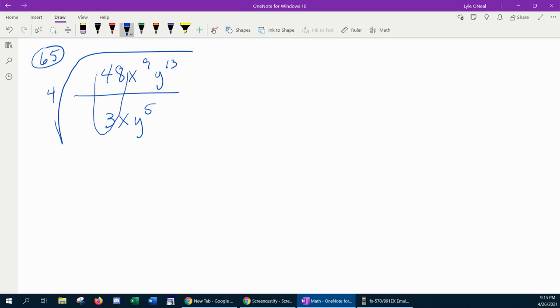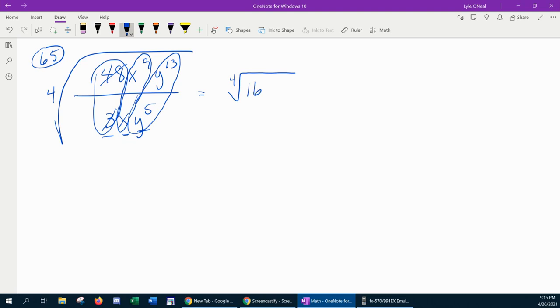So we're going to reduce 48 over 3, x to the 9th over x, and y to the 13th over y to the 5th. And since every part of the denominator is smaller than the numerator, we are not going to have a fraction left over. Here we go. How many times does 3 go into 48? I believe that is 16.